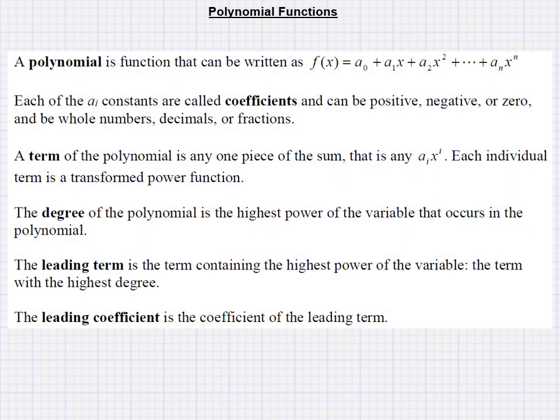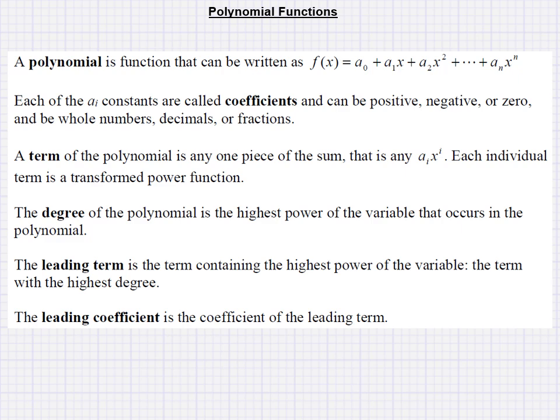In this lesson we're going to learn about polynomial functions. So let's get through some terminology first, and then we'll get into some problems. This terminology should not be new. You should be familiar with polynomials from algebra, but let's just go over it.